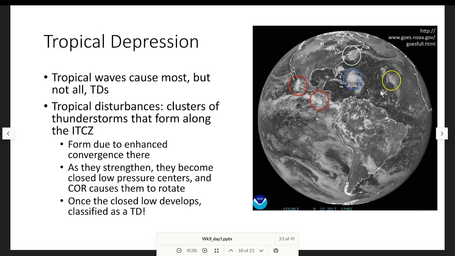And what happens is those two air masses converge at the surface, and it can create this upwards motion. And if they go over a baroclinic zone, so a zone of low pressure, they can strengthen and they end up forming a closed low pressure center, and then the Coriolis effect gets them to rotate. And once that low pressure system forms, that's when it's classified as a tropical depression. Not typical. I would say that the vast majority of tropical depressions form from those easterly waves off of Africa.